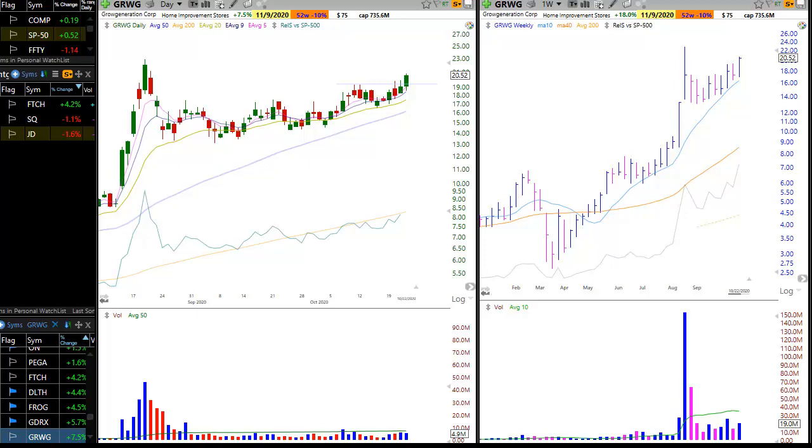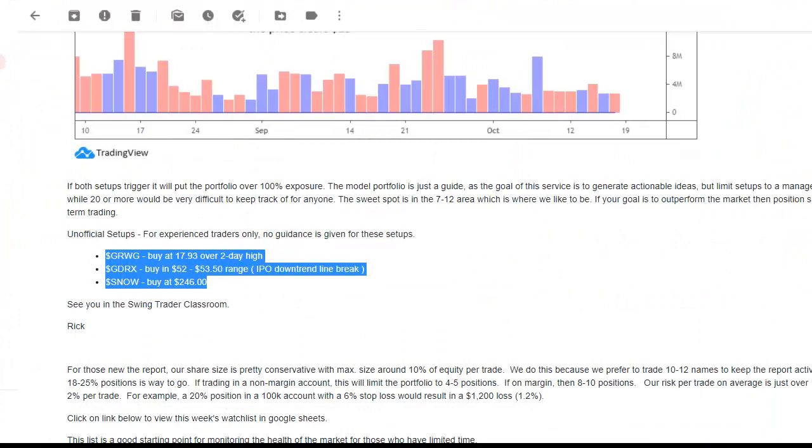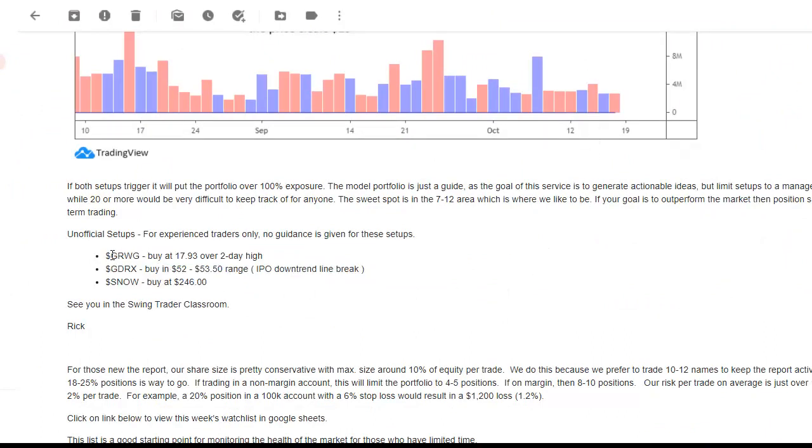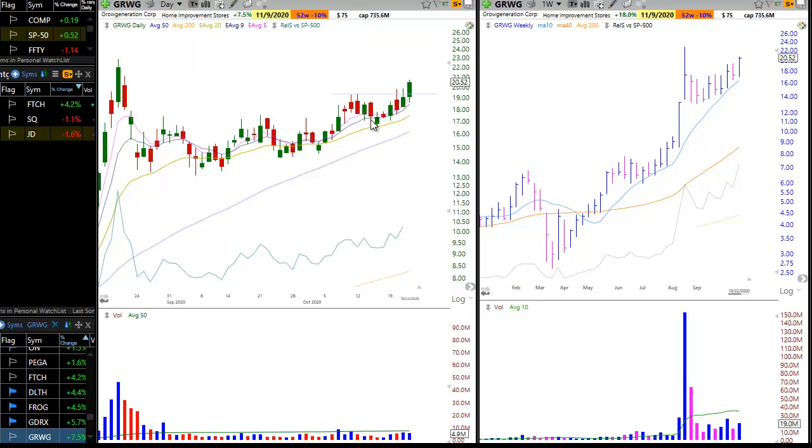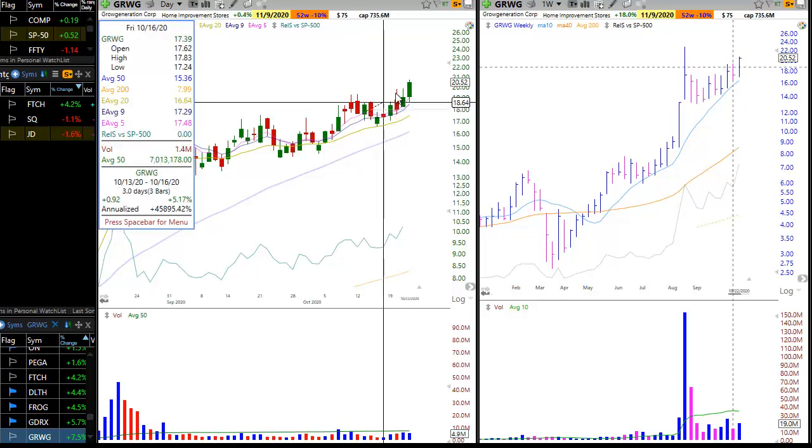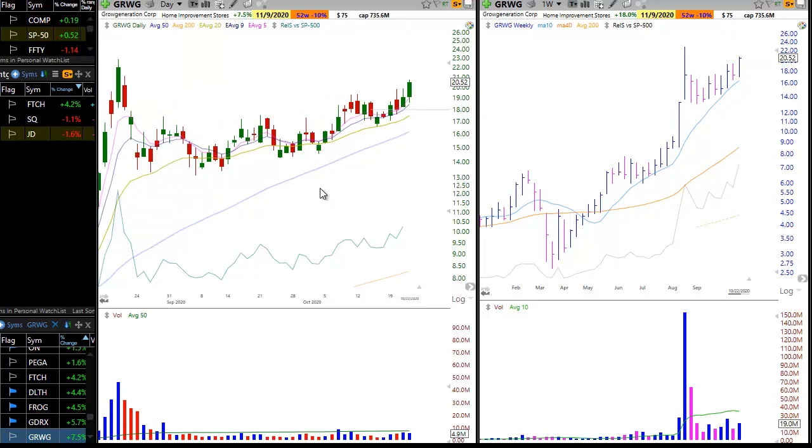And in our recent report from October 19th, we had set up in GRWG, buy over the 2-day high, GDRX buy in 52.53, and Snow buy at 246. So the GRWG entries at 1793. That was on the 19th, so the buy entry was over the 2-day high. That's up about 15%.